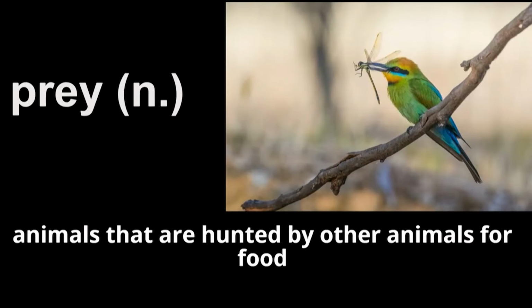All right, next we have prey. An animal that is hunted by other animals for food is known as prey. And notice here how prey is spelled. It's not spelled with an AY, it's spelled with an EY. So that'll give us a clue as to its meaning. Its meaning is hunted by other animals for food. So which animal in this picture is the prey? You've got it, the dragonfly.